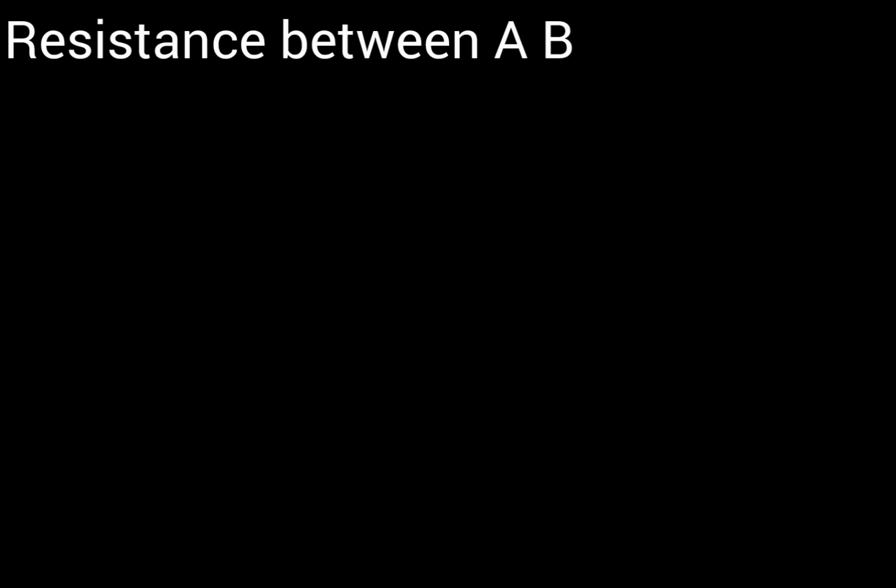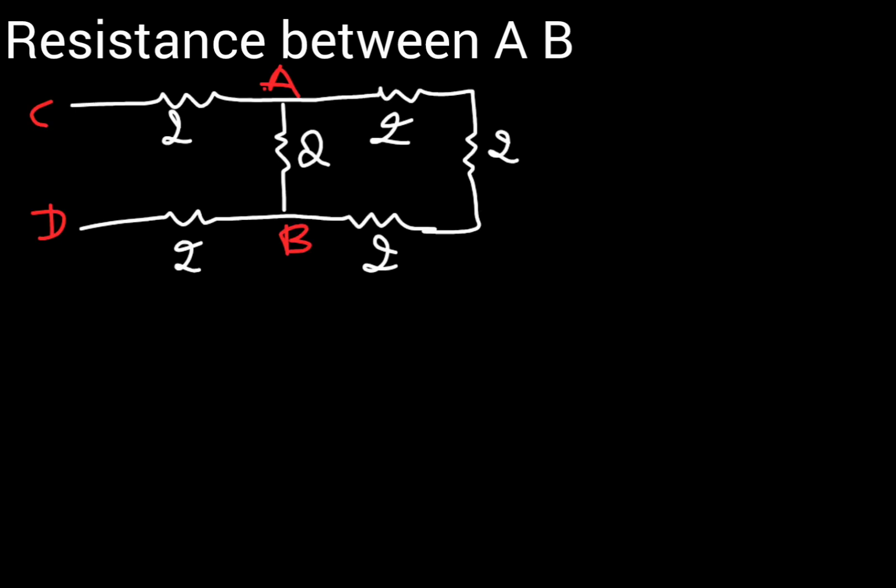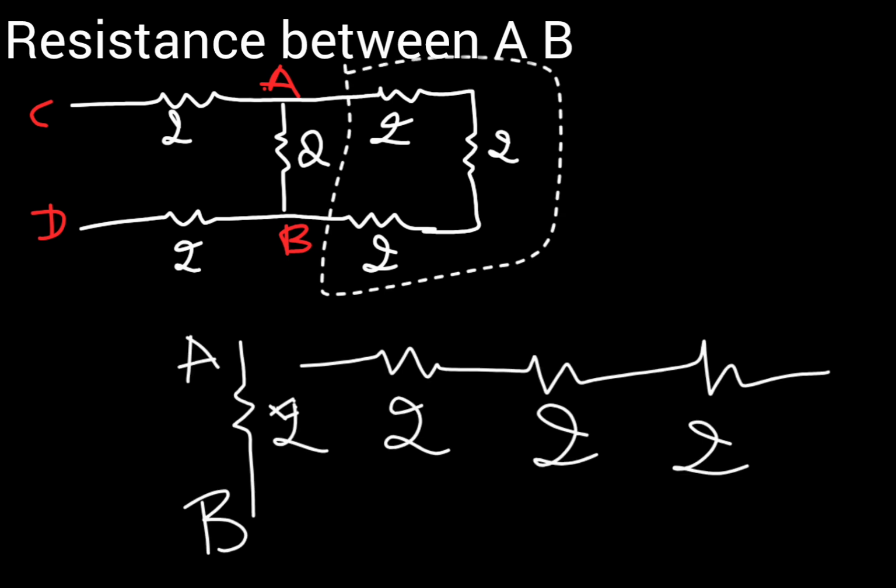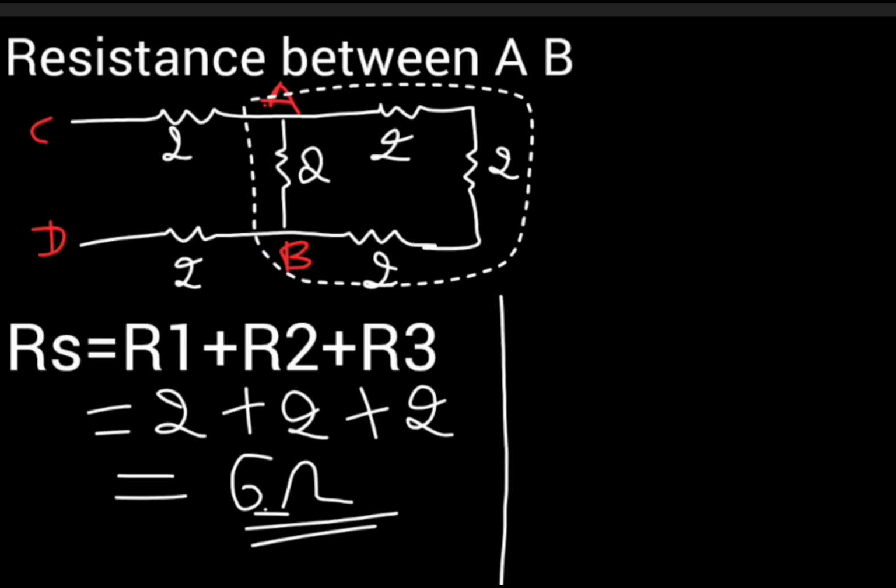If you carefully observe the circuit, all the given resistors have the same value, that is 2 ohms. Between terminals A and B, three resistors of 2 ohm each are connected one after the other. Current has only one path to flow through these three resistors. They are connected in series. In series combination, series resistance is equal to R1 plus R2 plus R3. So 2 ohm plus 2 ohm plus 2 ohm gives 6 ohm.